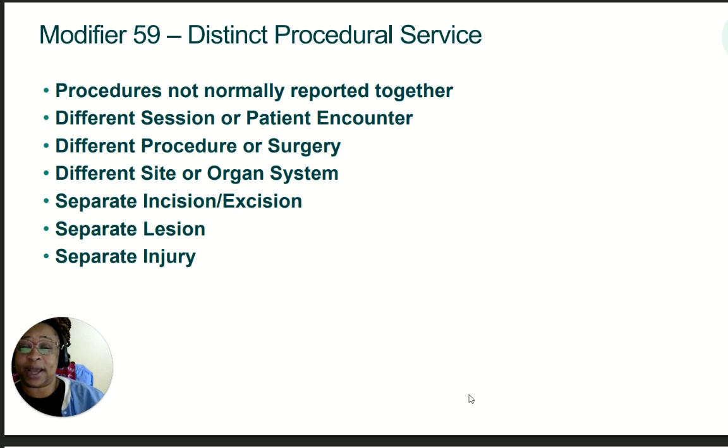The 59 modifier is sometimes used very willy-nilly and also is not used properly. This is for a distinct procedural service, okay? Meaning procedures not normally reported together, different sections or patient encounters, different procedures or surgeries, different sites or organ systems, separate incision or excision, separate lesion or separate injury. This is the only time 59 modifiers are used. Make sure that you're using it properly because it can cause a denial to your claim with the insurance.